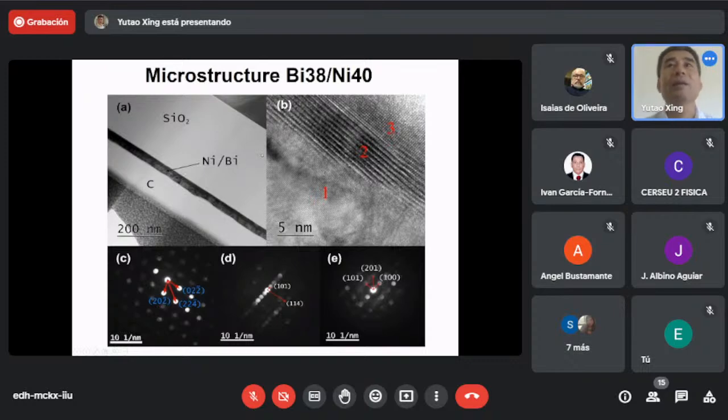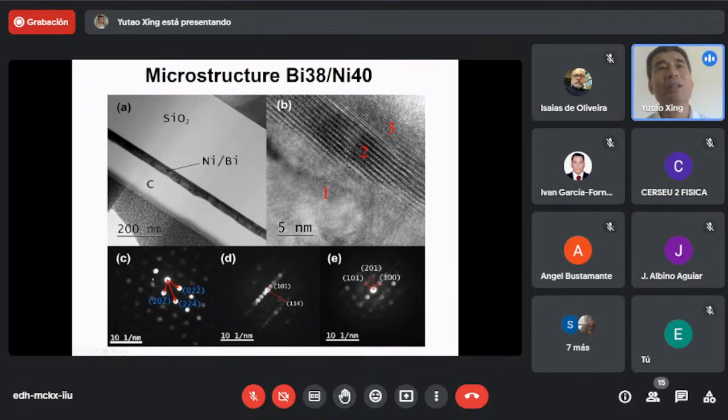And then from the high resolution image, we can see there are 3 layers. In fact, I deposited only 2 layers, first the bismuth and then nickel. But it appeared as 3 layers. And the first layer here is the last layer I deposited, nickel. So the first one, I was thinking, is nickel.